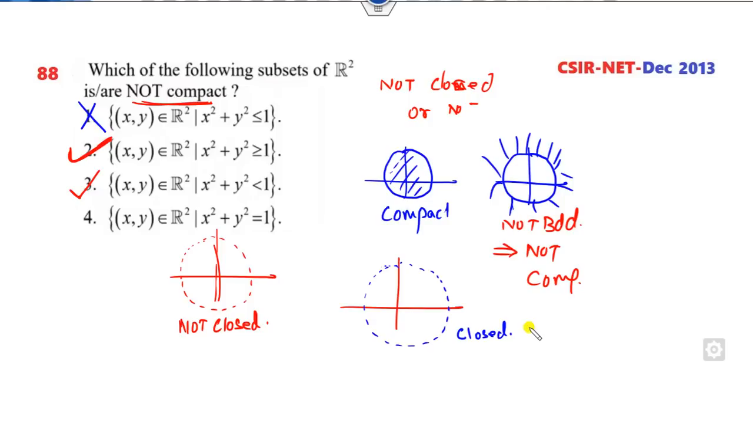Fine. Once it is closed, because every limit point of this, you can always remember, whenever there is a curve, every curve is closed. So this is my curve, it is closed. Every limit point lies on it. It is also bounded. So it is compact, but we need a not compact. Right answers are second and third.